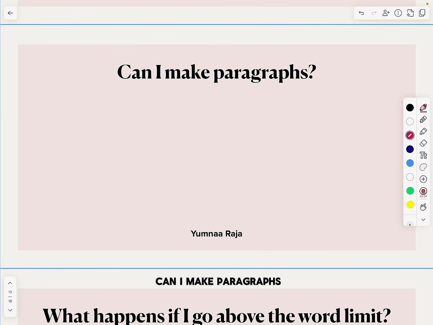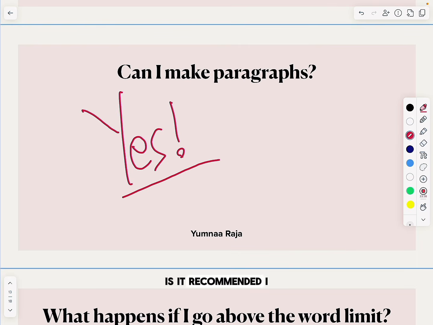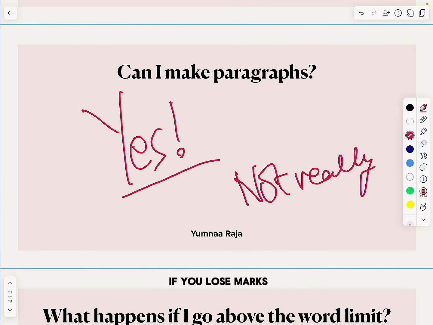Can I make paragraphs? In very simple words, yes. Is it recommended? I mean, not really. So if you ask me if you lose marks if you make paragraphs, no. If you end up making paragraphs and that is just the way that you like to write, is that a problem? No. Can you make them? Sure. Do I recommend them? Not really.